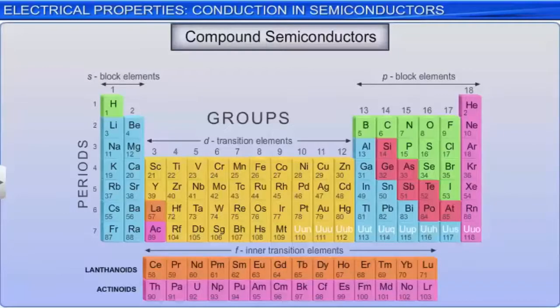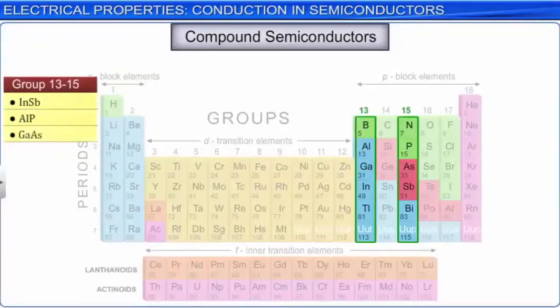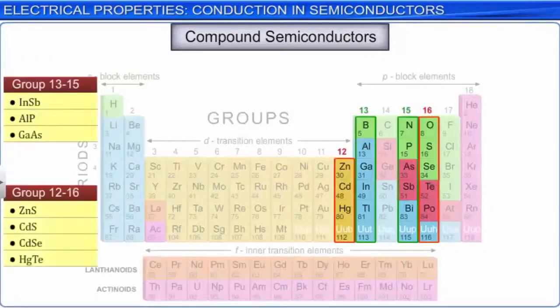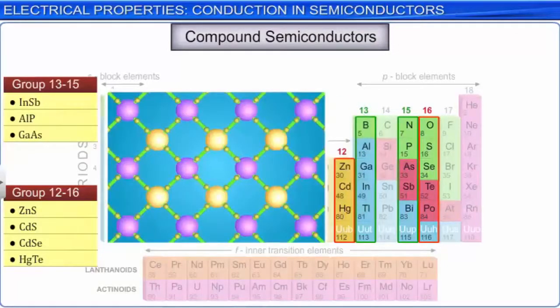A large variety of compound semiconductors, composed of elements from 2 different groups of the periodic table, such as 13, 15 and 12, 16, are widely used in communication devices. These semiconductors simulate an average valence of 4 electrons, as in germanium and silicon.